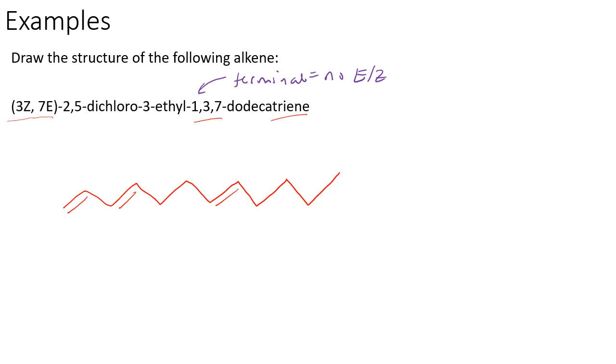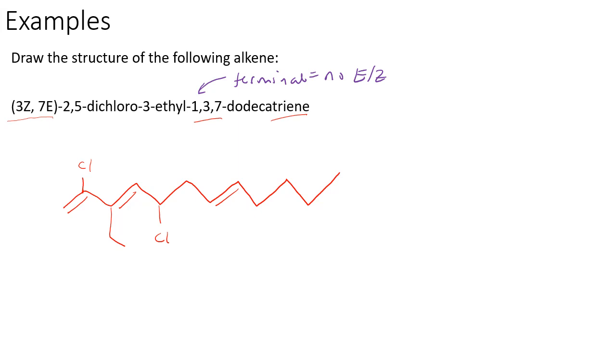Throw our substituents on there. 2, we have a chloro. 5, we have a chloro group. At position number 3, we have an ethyl group. We got an ethyl group there. All right, so we have all of our substituents on there.